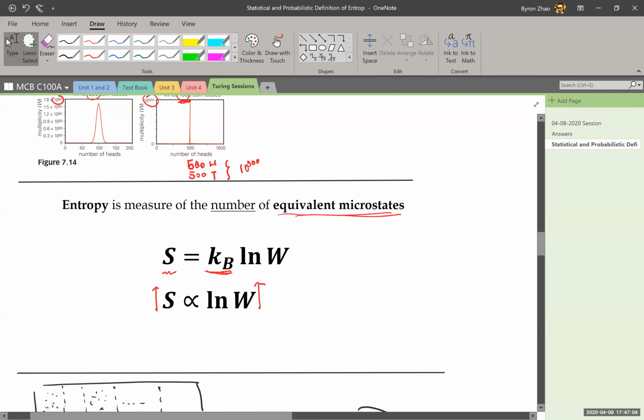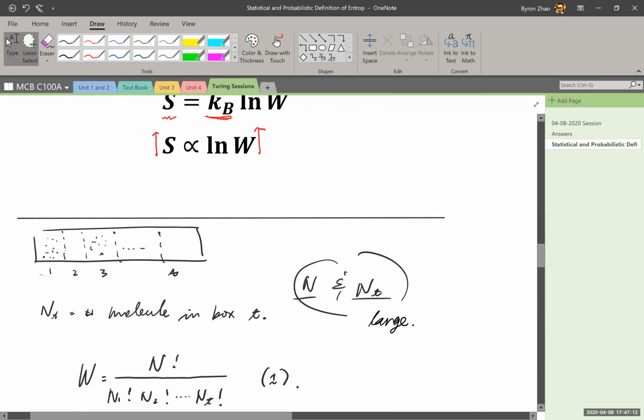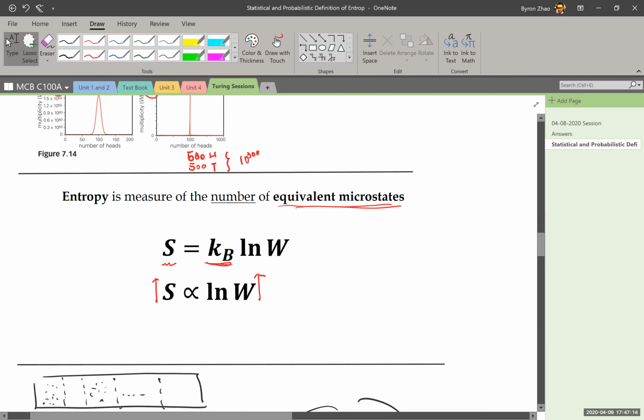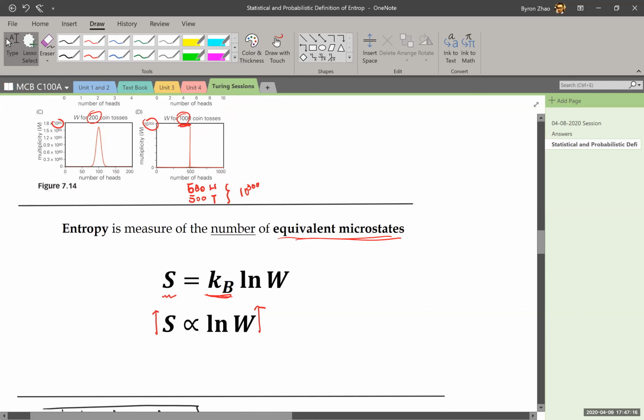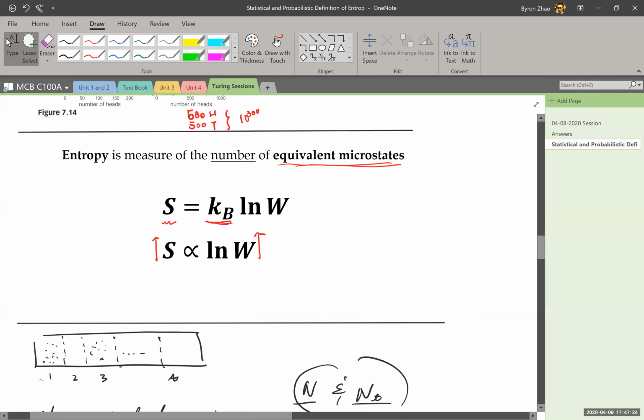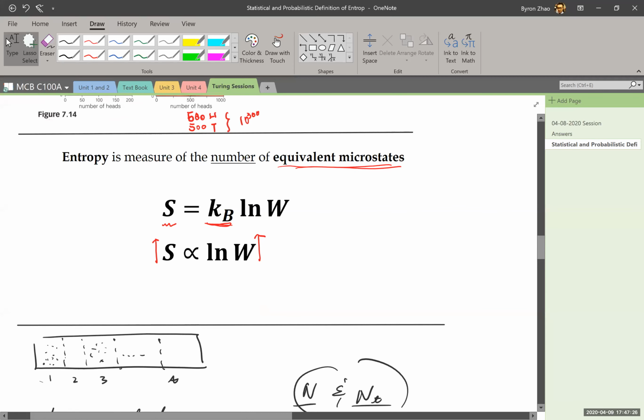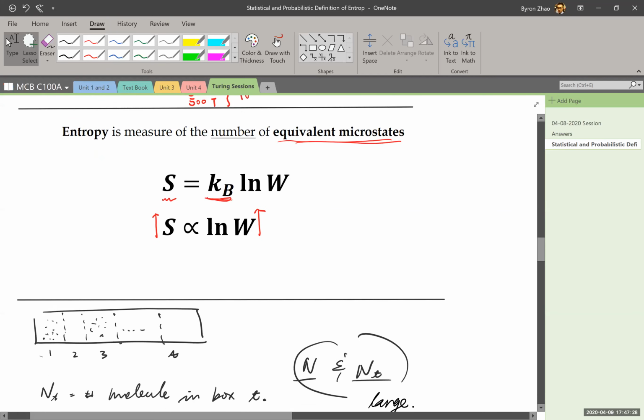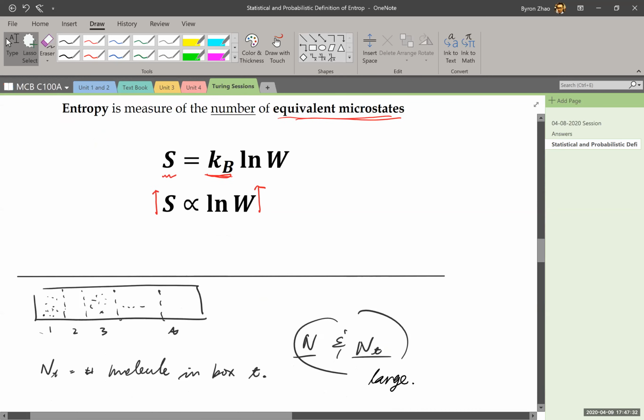So let's take this in. Are there any questions? Okay. So now we have some understanding of the statistical definition of entropy. Let's move on and see the similarities and differences between the statistical definition and the probabilistic definition.